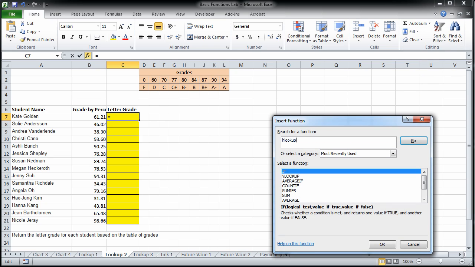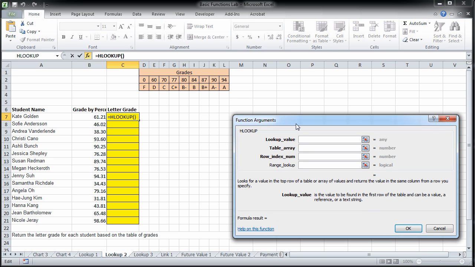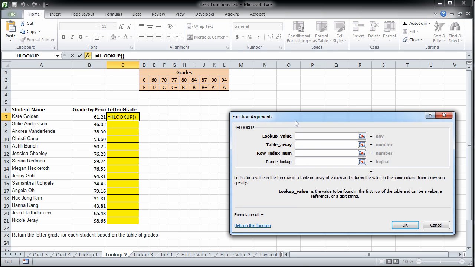So here's a horizontal lookup. And it's very close to a vertical lookup. So the lookup value, I want to look up the percentage. Now notice, do I have a 61.21% in my table? No, I've got something close.